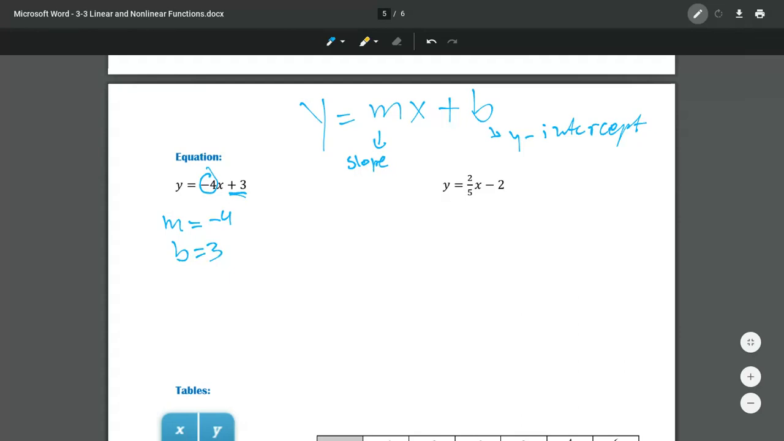All right. Looking at this other equation, the constant rate of change or the slope is 2/5, and b, the initial value, is -2.